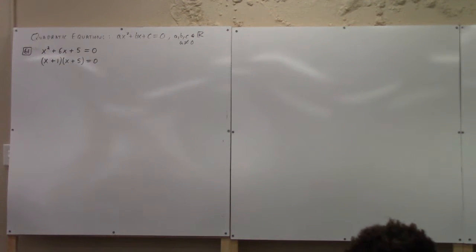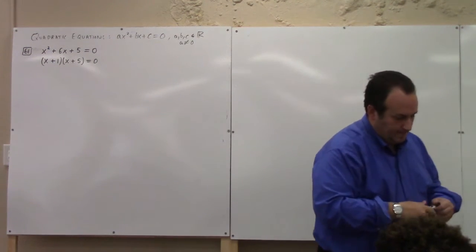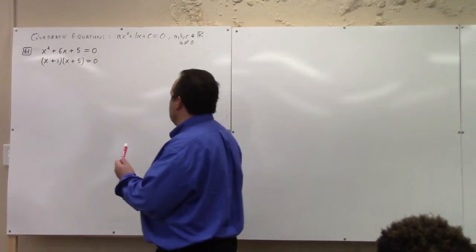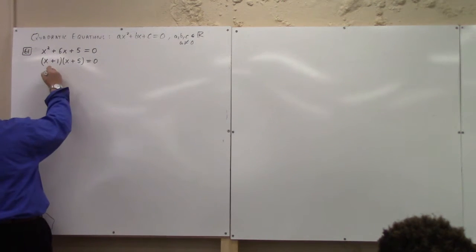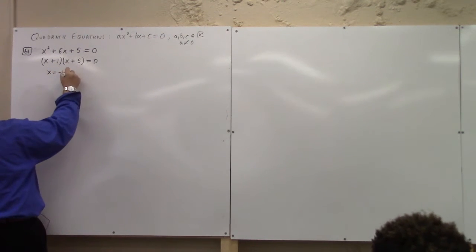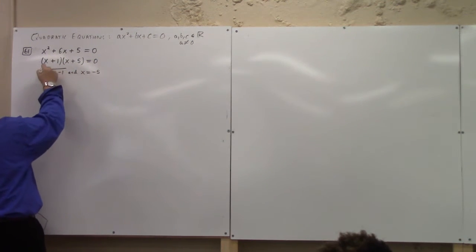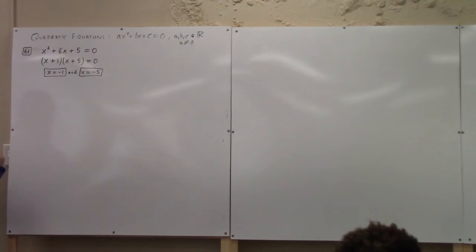So then what are the solutions? Exactly. So the solution is x equals -1 and x equals -5. So here you go. There are two solutions. They're distinct. They're real.